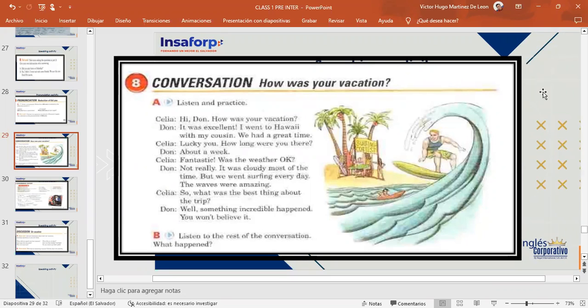Hi, Don. How was your vacation? It was excellent. I went to Hawaii with my cousin. We had a great time. Lucky you. How long were you there? About a week. Fantastic. Was the weather okay? Not really. It was cloudy most of the time. But we went surfing every day. The waves were amazing. So what was the best thing about the trip? Well, something incredible happened. You won't believe it.